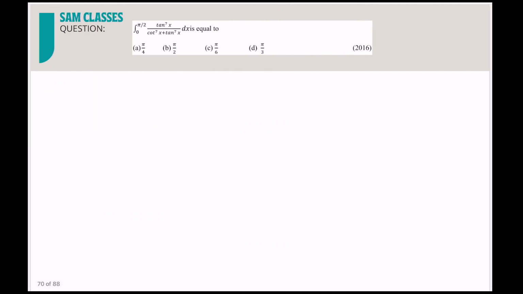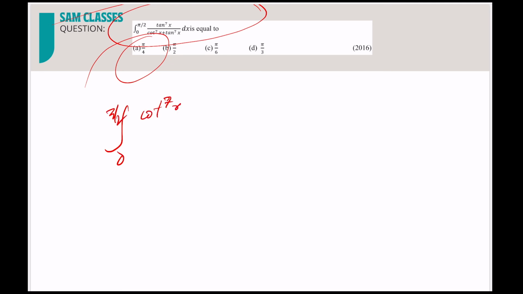Now let's see the next question. Just now I told you, if they give you something like this, what will be the answer? Come on, pi by 4. So what is the property we use? The integral 0 to pi by 2. This whole thing can be written as cot 7x by cot 7x plus tan 7x.